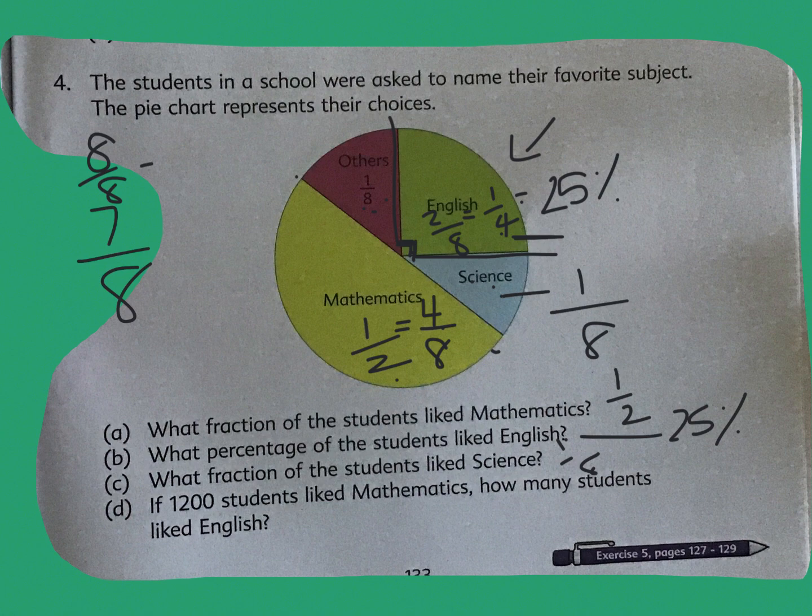If 1,200 students liked mathematics, how many students liked English? So it would just be half of that, because 1/4 is half of a half. So what is half of 1,200? 600.